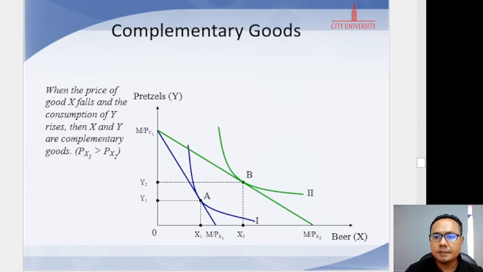From the graph you can see, when the price of good X falls to P1X, his or her opportunity set expands. So given this new opportunity set, the consumer can achieve a higher level of satisfaction. This is illustrated as a movement to the new equilibrium point B in this figure. You can see when the price of good X falls and the consumption of Y rises, then X and Y are complementary goods.